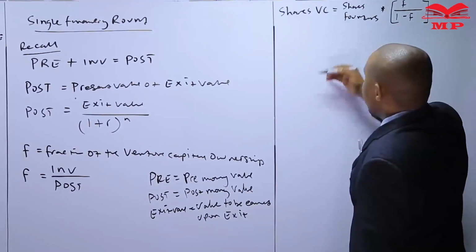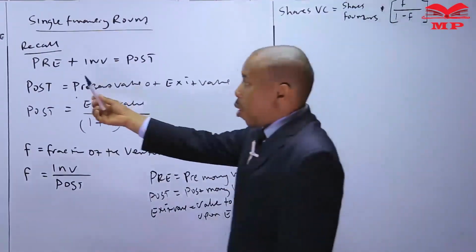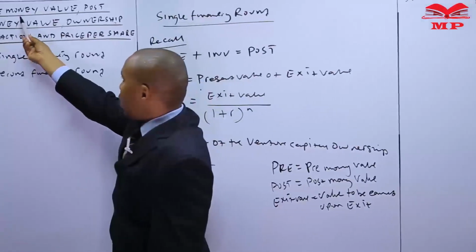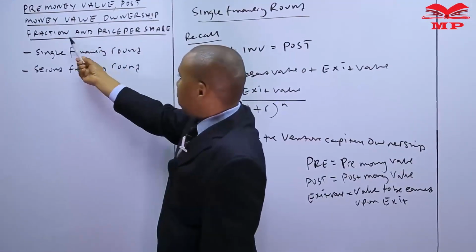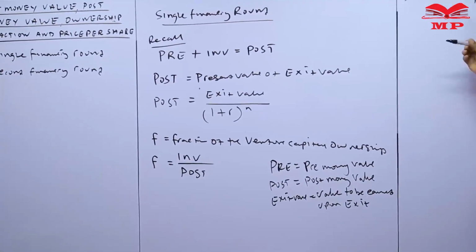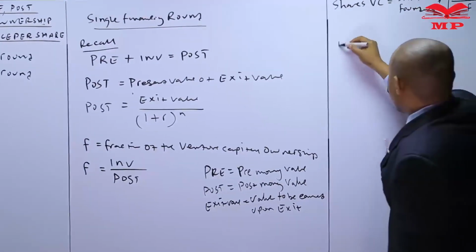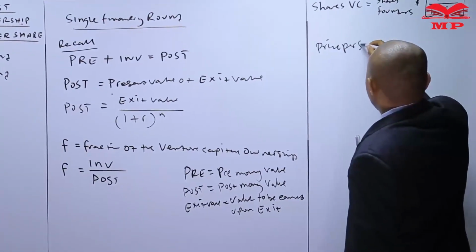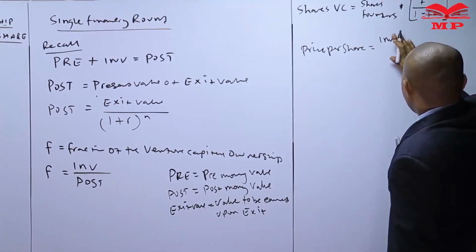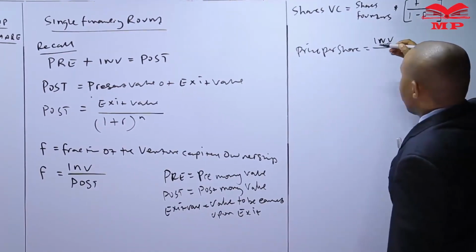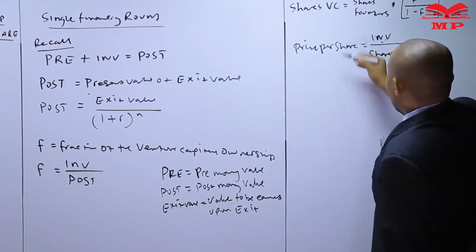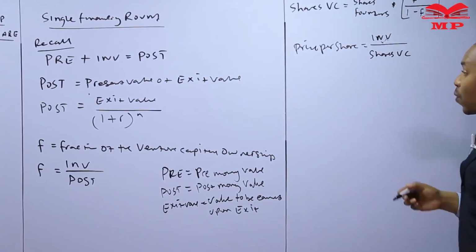Now, from there, we need to get the price per share. Remember, our guide should be this title over here: the pre-money value, the post-money value, ownership fraction, and price per share. So this is the ownership fraction right over there, and we are now talking about the price per share. Price per share is given as the investment value, INV, over, not over post, but over shares VC, for the venture capital. That is for a single financing round.